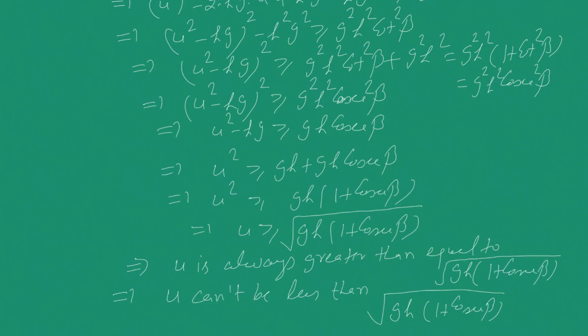So this was required to prove: that the velocity of projection cannot be less than this particular factor. So this much velocity at least is required to hit the enemy, that we had to prove, and we have proved. This is a very important question from the examination point of view, so that's why I have covered it in the video lecture. So that's all I have from this lecture.